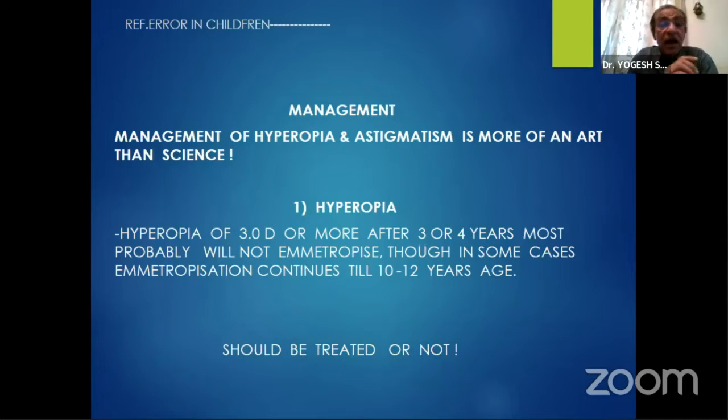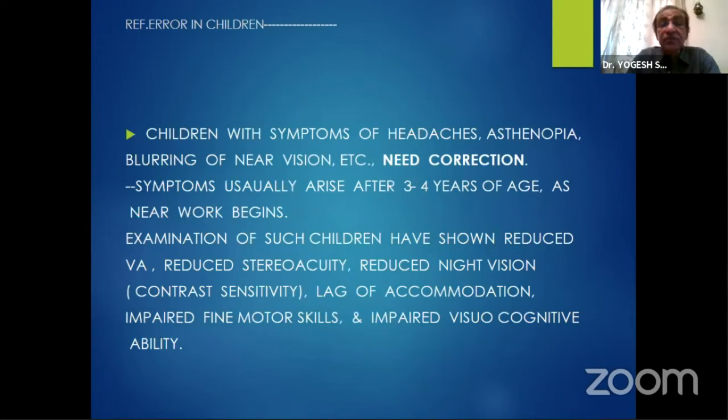Hyperopia of 3 diopters or more after 3 or 4 years almost probably will not emmetropize, though in some cases emmetropization continues up to 10 or 12 years old. So should it be treated or not? Yes, it should be treated. Children with symptoms of headaches, asthenopia, blurring of vision, etc. need correction in hyperopia. Symptoms usually arise after 3 to 4 years of age as near work begins.